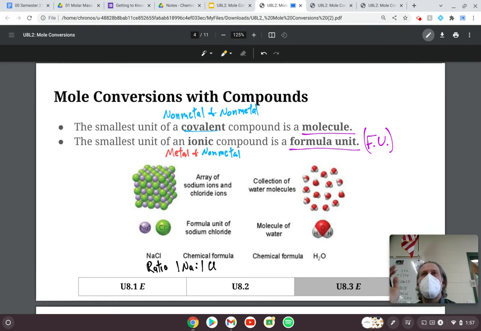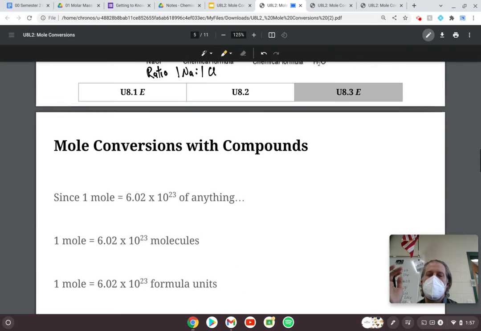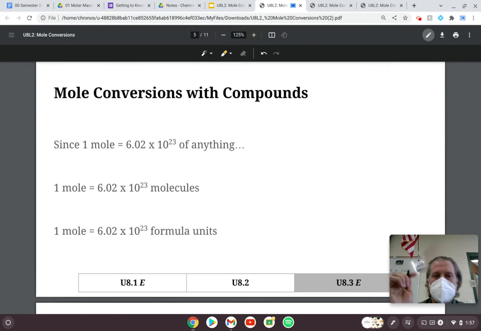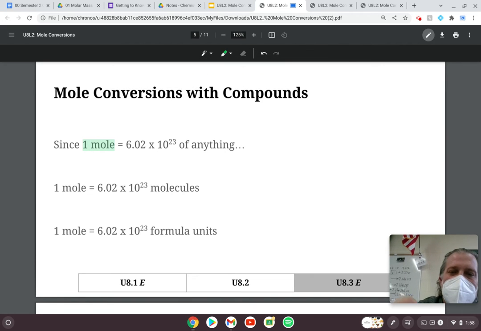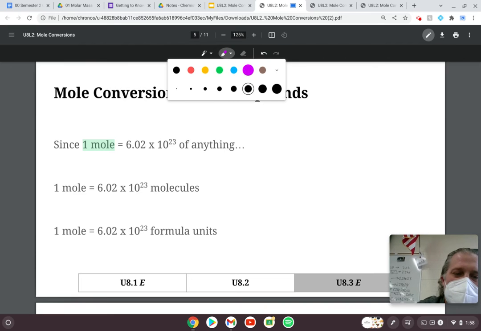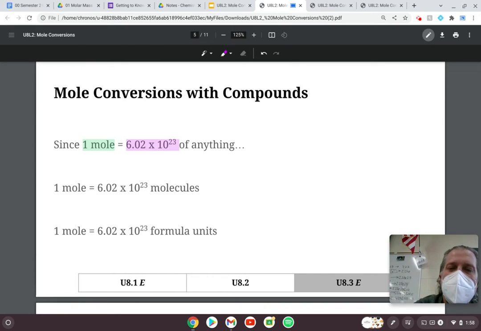But that's not super important for today. You just have to know when to use what. We also learned once upon a time, a long time ago, that 1 mole of anything is equal to 6.02 times 10 to the 23rd of that anything.